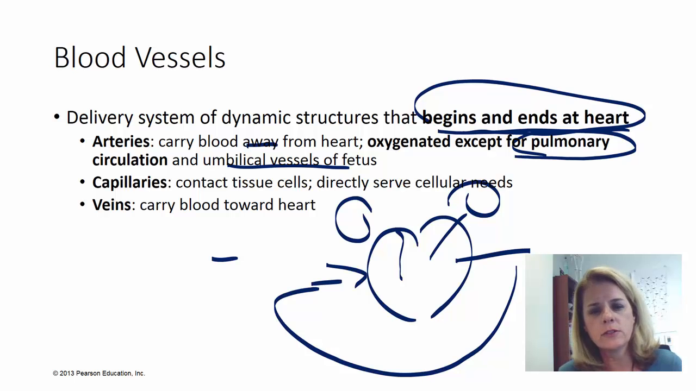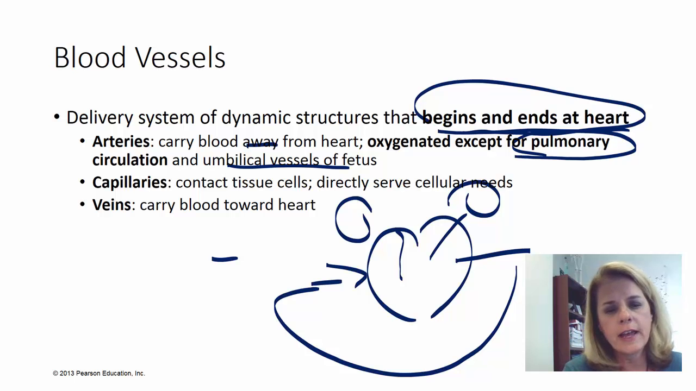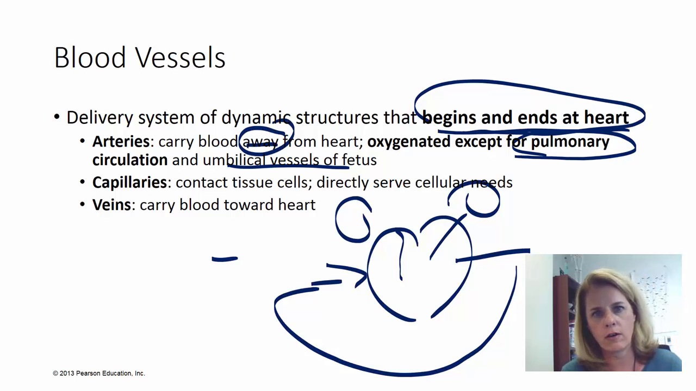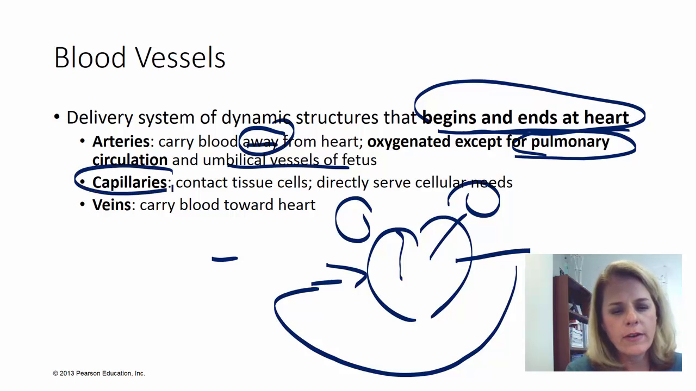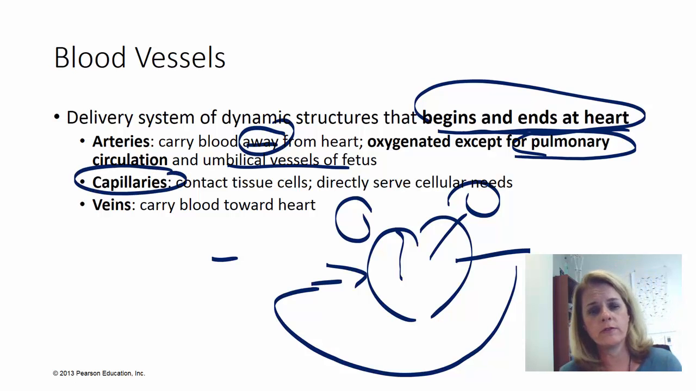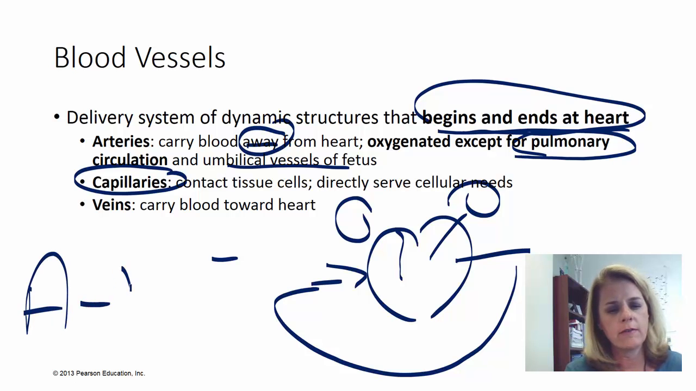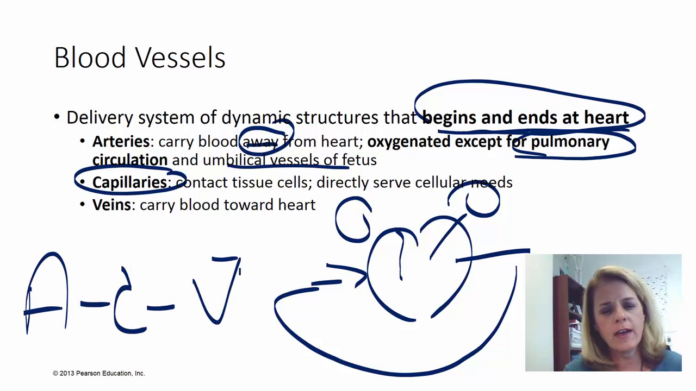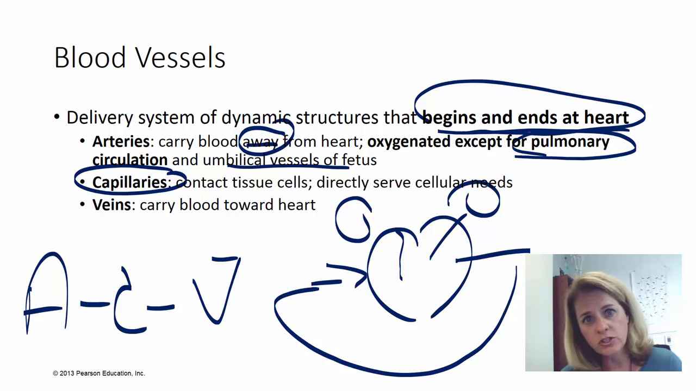Blood vessels are a delivery system for blood, and the arteries carry blood away from the heart. So A and away. The capillaries are the small vessels between the arteries and the veins. So you have arteries, and then capillaries, and then veins. And capillaries is where exchange occurs.